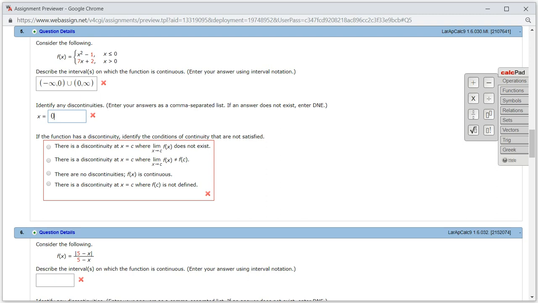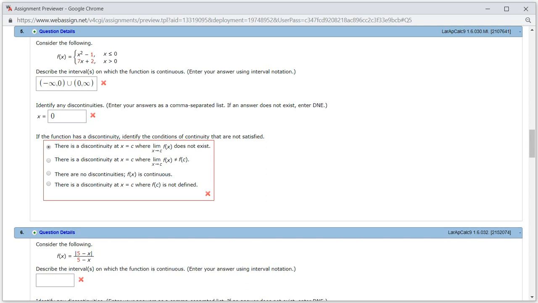Okay, so let's see. The discontinuity is because the limit does not exist. Actually no, that's not right. The discontinuity is not because the function is not defined. At x equals 0 the function is defined. It's using the top formula, so f of 0 would be negative 1.